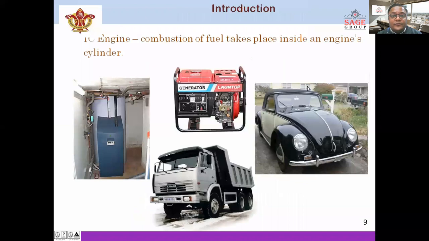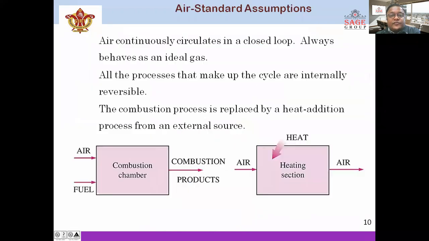Move to the next slide. This is the example where the combustion of the fuel takes place inside the engine cylinder. It is called the IC engine, the air standard engine. Before going to the derivation of the Otto cycle, we take some standard assumptions.